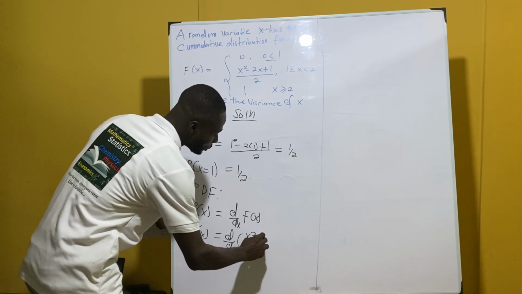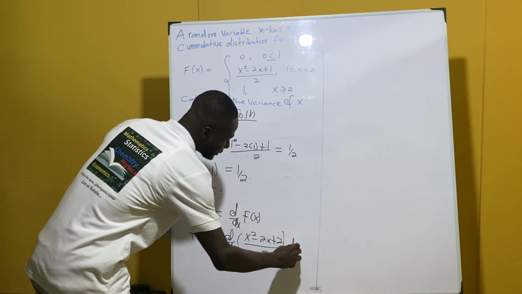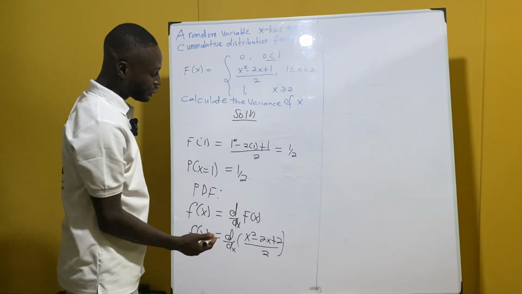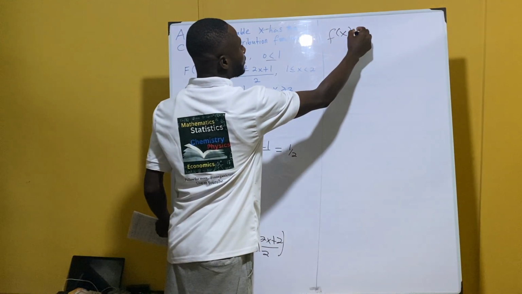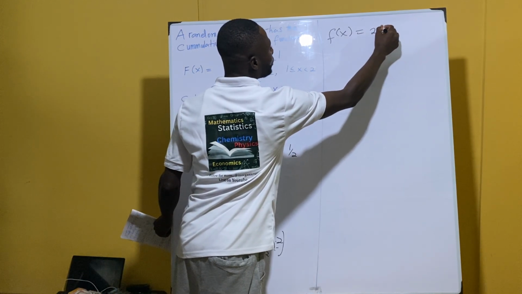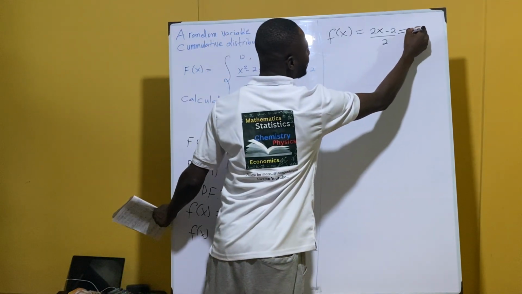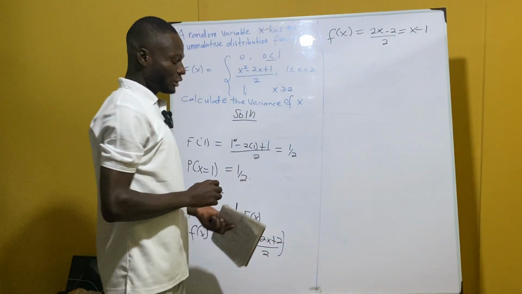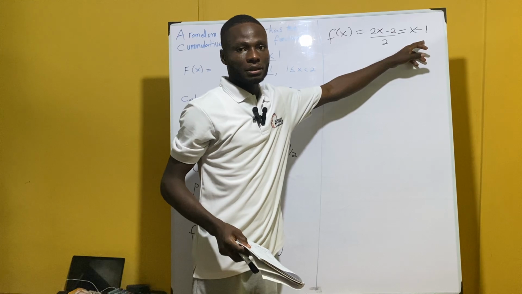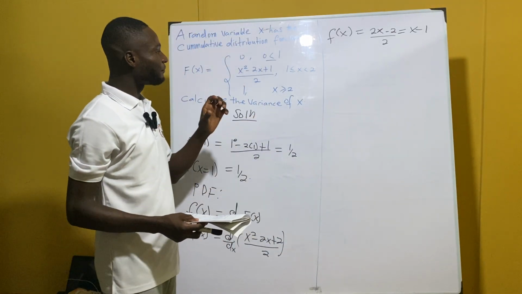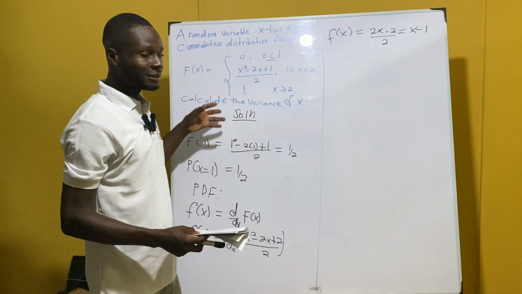So we have the differential of x squared minus 2x plus 2, all over 2, with respect to x, right? So we differentiate this particular function and we have 2x minus 2 all over 2. And this simplifies to x minus 1, right? So when we differentiated the function given, we had x minus 1, right?